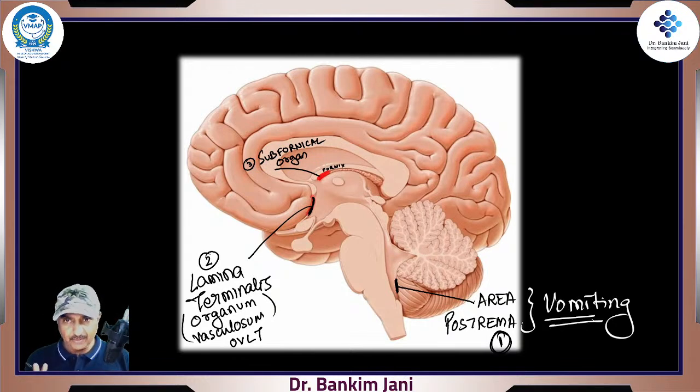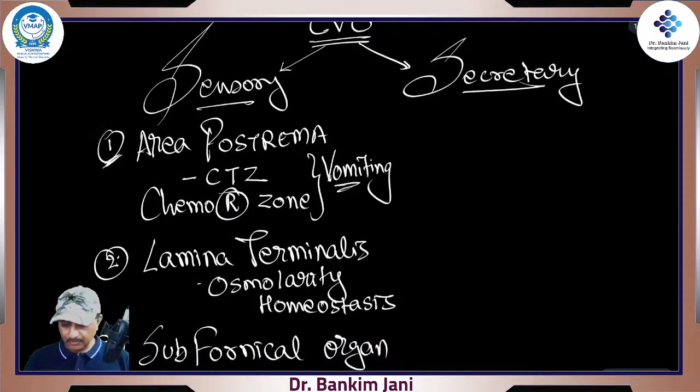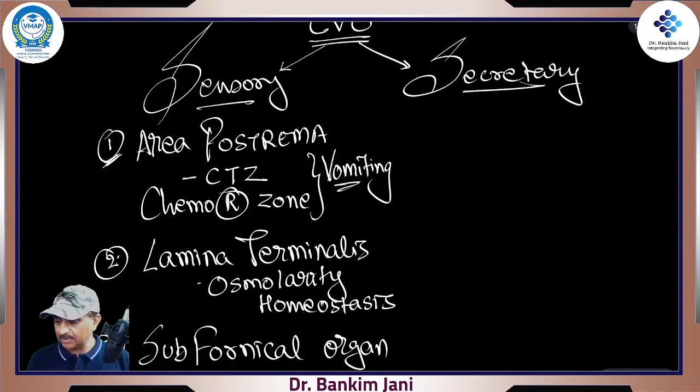So these were all circumventricular organs. They are like gateways; they can communicate directly. They don't have to pass through the blood-brain barrier. Today we'll be discussing the blood-brain barrier, where so many things should happen, but over here they are like gateways. They straight away work. So now we come to the secretory part.